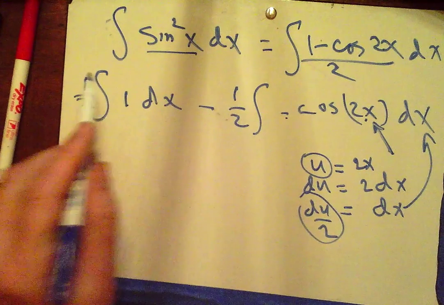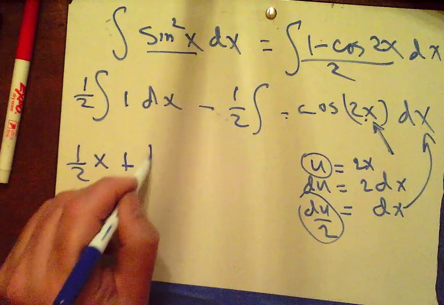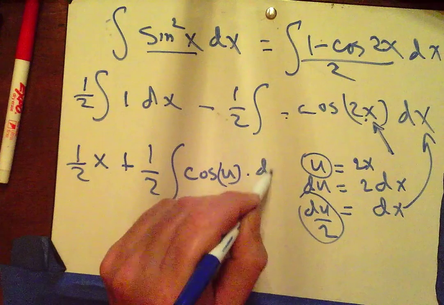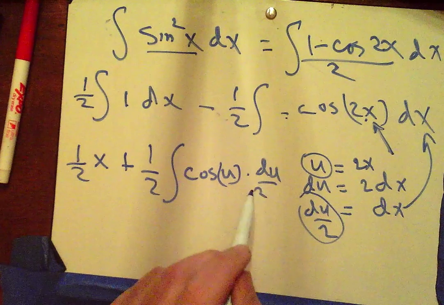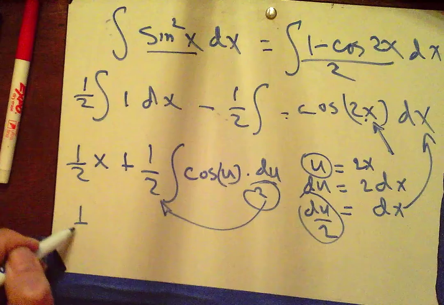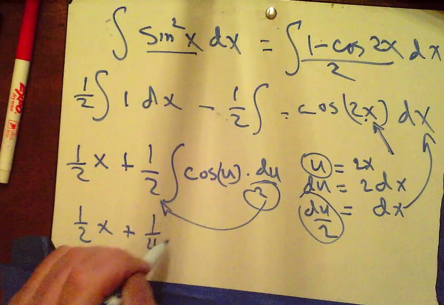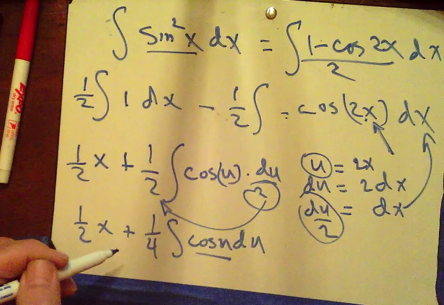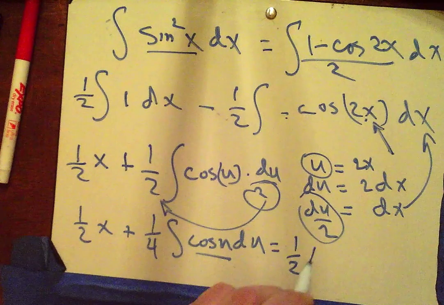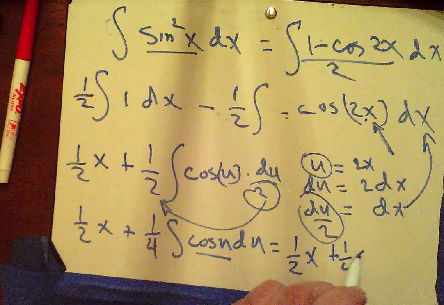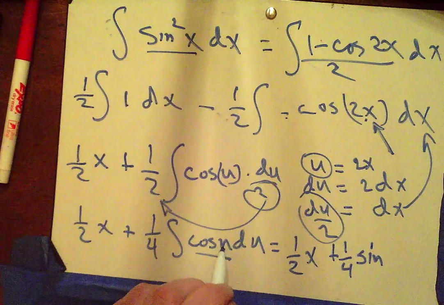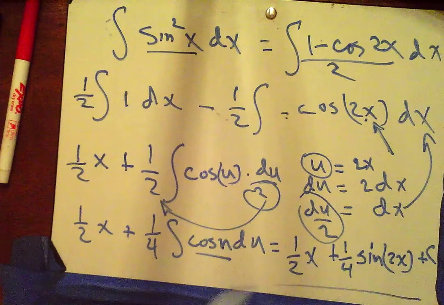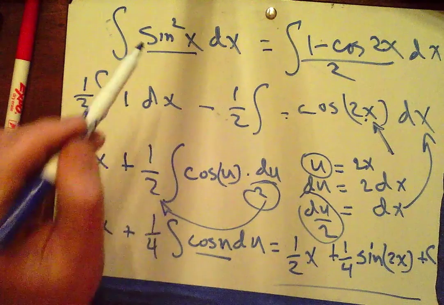In fact, I could do this integral over here, plus 1 half cosine u du over 2. Again, let's pull that constant out. 1 half x plus 1/4 integral cosine u du. Antiderivative of cosine, yeah, that's got to be sine. 1 half x plus 1/4 sine of u. Remember, u was 2x. Don't forget the plus c. There's our antiderivative of sine squared.